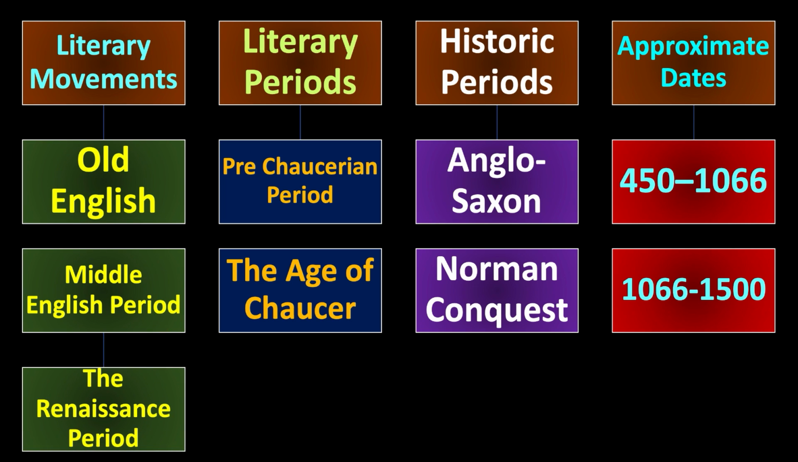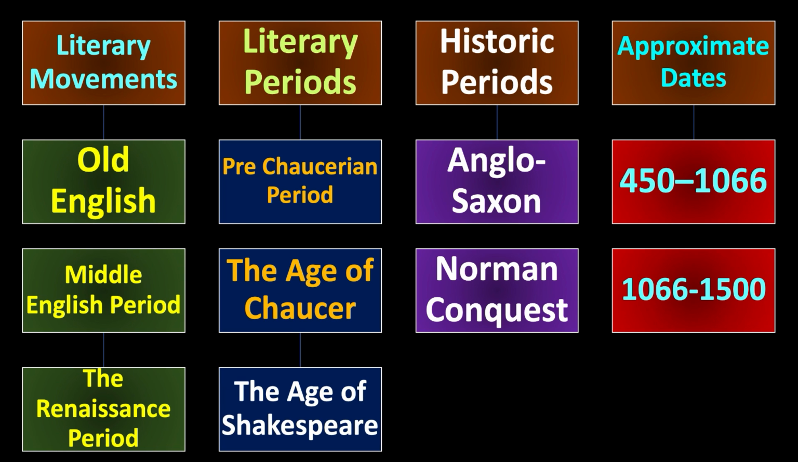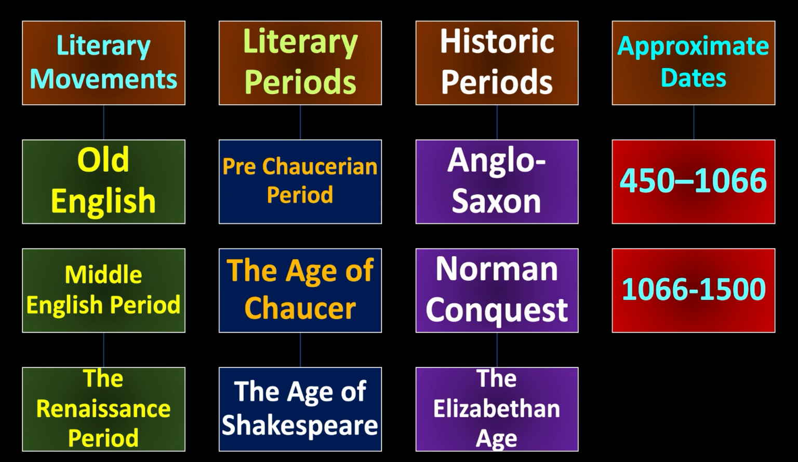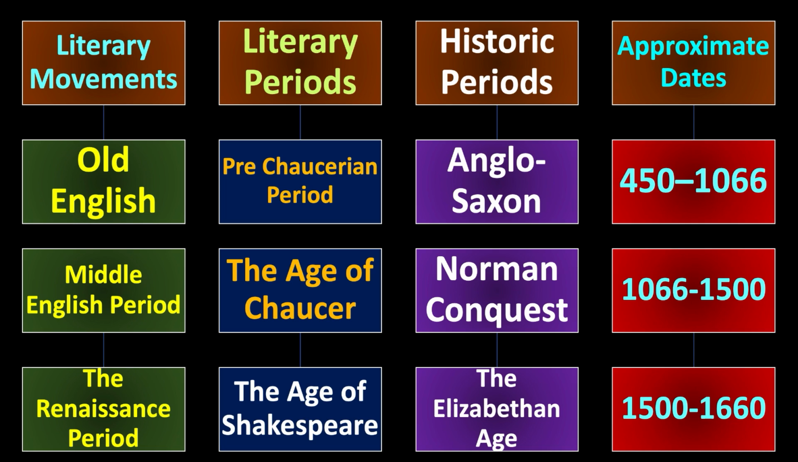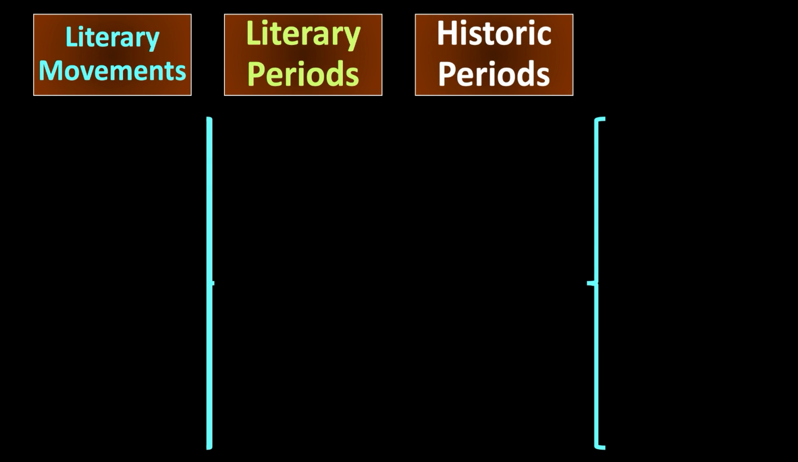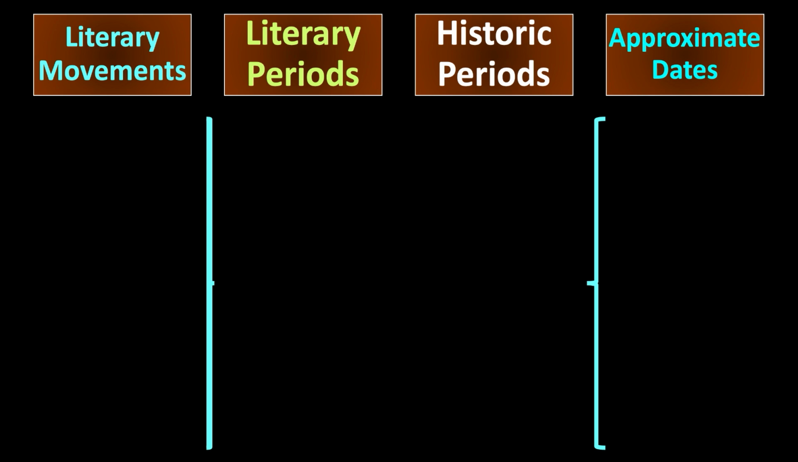We continue. After that, we have the Renaissance period, and this period is represented by William Shakespeare, so we call it the Age of Shakespeare. And the historic period is the Elizabethan Age. This age is also known as the Age of Enlightenment, the Age of Revival, that we can discuss later. The approximate date is 1500 to 1660. We continue. We have just the same: literary movements, literary periods, historic periods, and approximate dates.